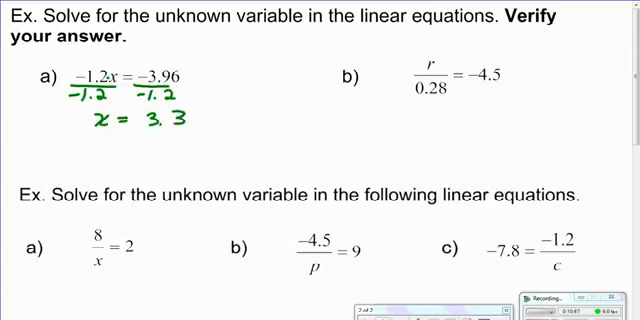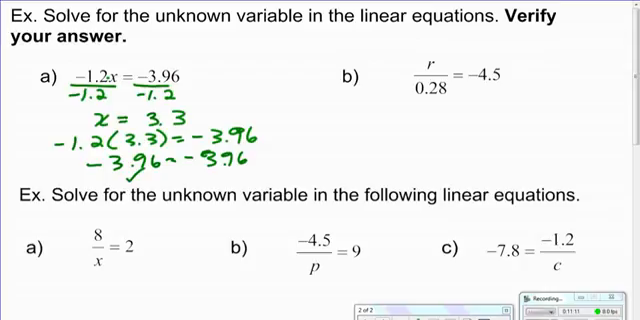Okay, again, we could verify our answer by substituting. So negative 1.2 times 3.3 should give us negative 3.96. Negative times positive is negative, and when I calculate it, we get the same on both sides. So we're good.